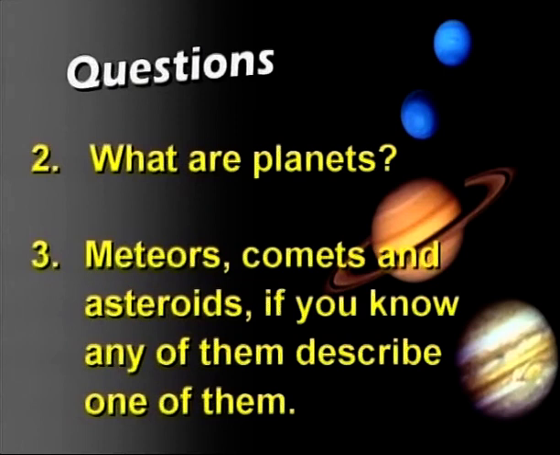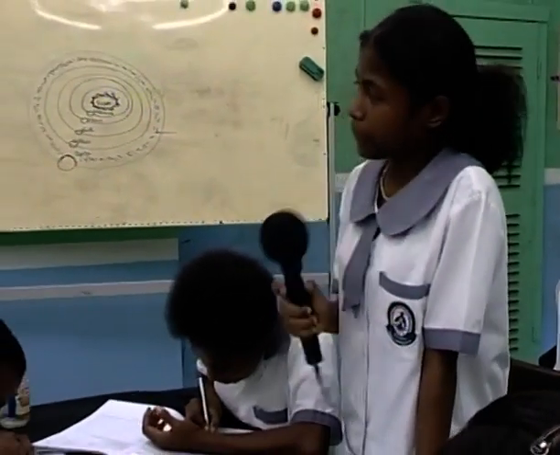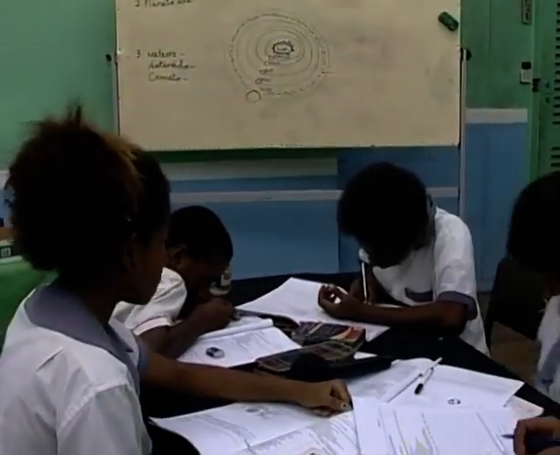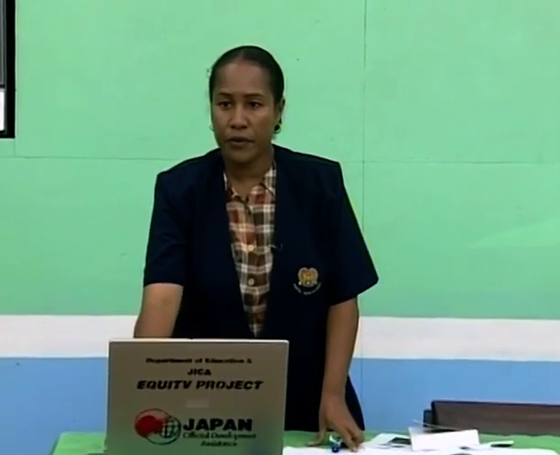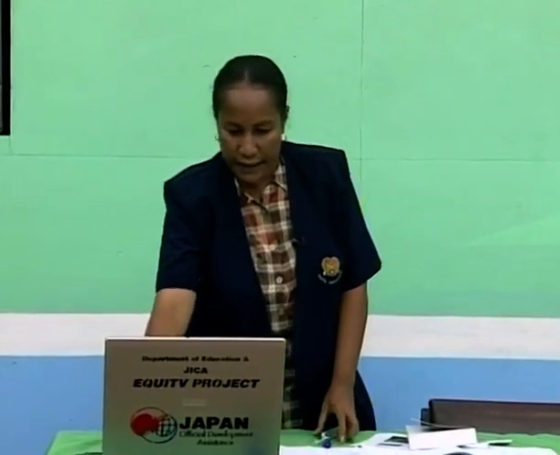Let's move on to question number 2. What are planets? Anyone's got an answer for that? Planets are large masses in space, like the Earth, that go around the sun or a star. All right, good. Now, good answer from you. Let's move on to number 3.